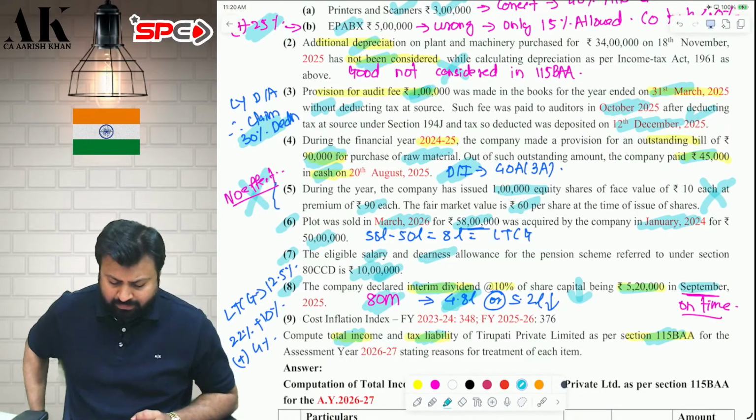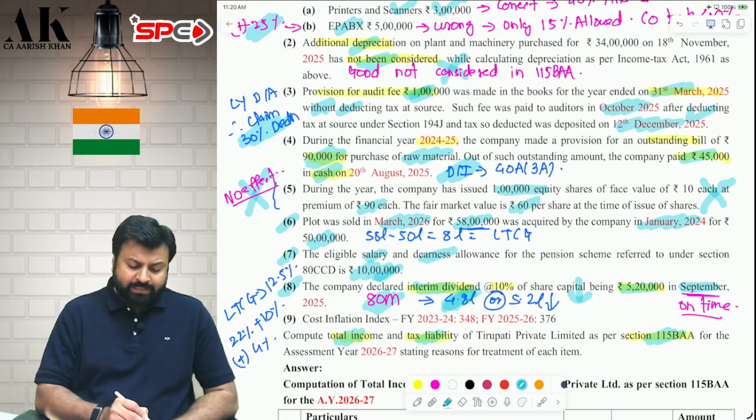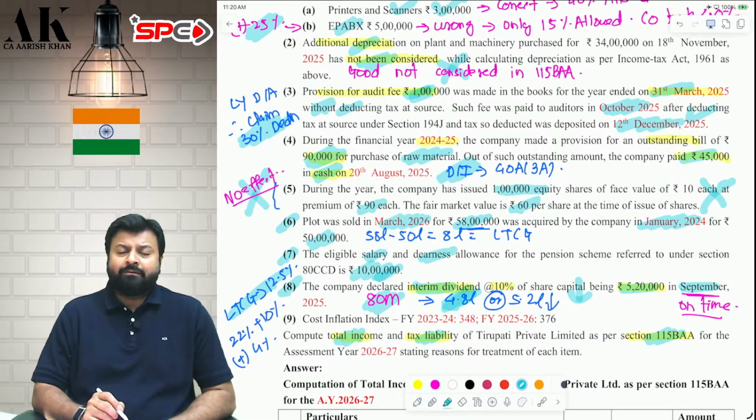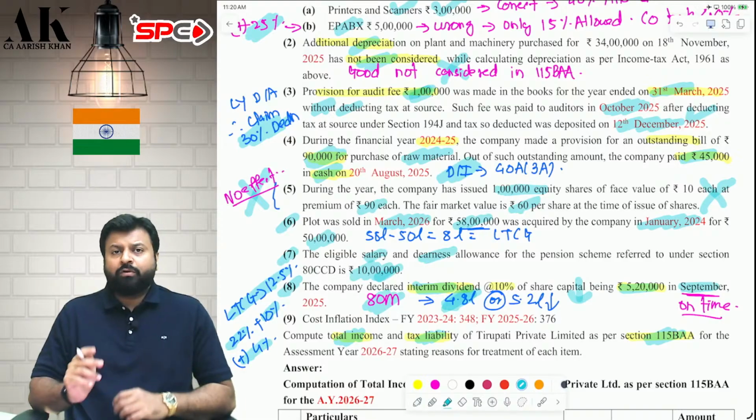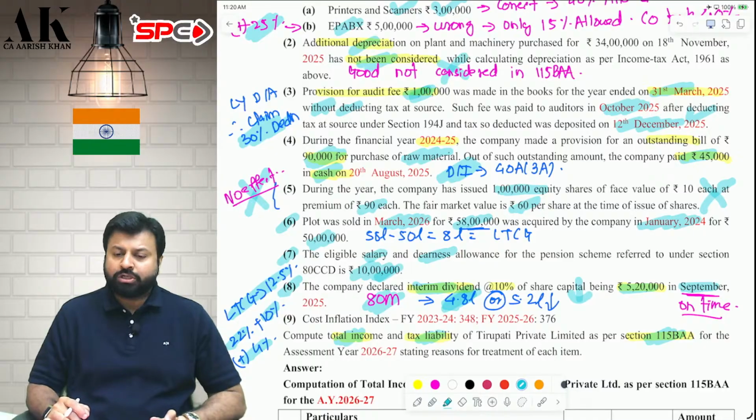Now, after that, you will compute the tax. There are two types of income. One is LTCG, which will be taxable at 12.5%, and other incomes will be taxable at 22%. And on the total tax, you will impose 10% surcharge and 4% cess. So this is what this beautiful question is all about.